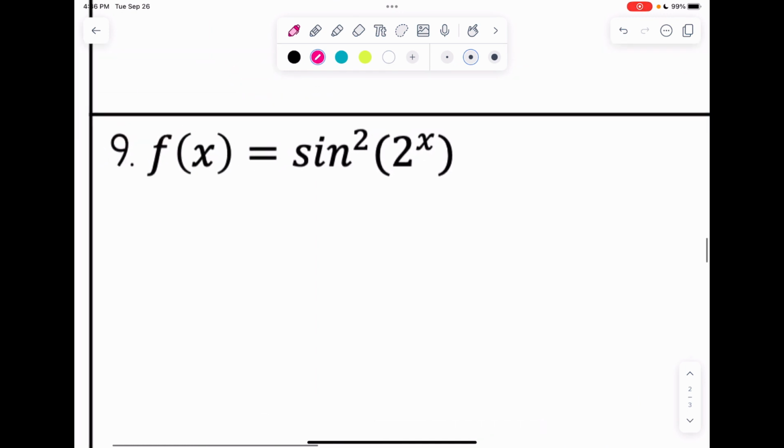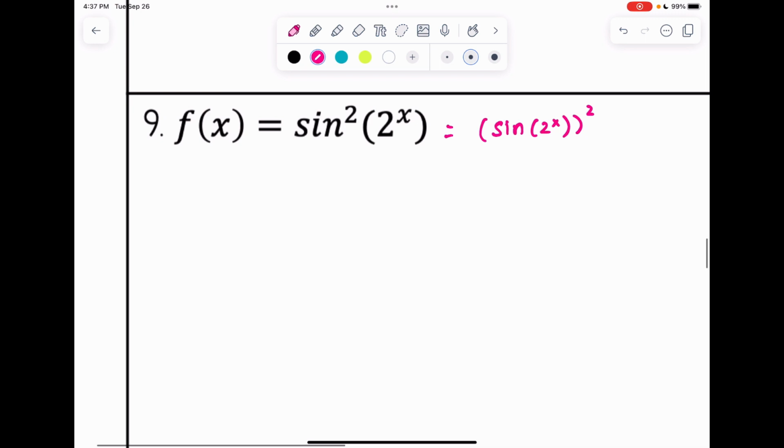All right, for number 9, I have sine squared of 2x. Here's what this really looks like if we don't remember the notation for squaring a trig function. This really looks like the sine of 2x squared. So just like in that last problem, I want you to think about what is different about number 9 compared to the other problems that we have seen. It will help if you look at this new version that I wrote over here.